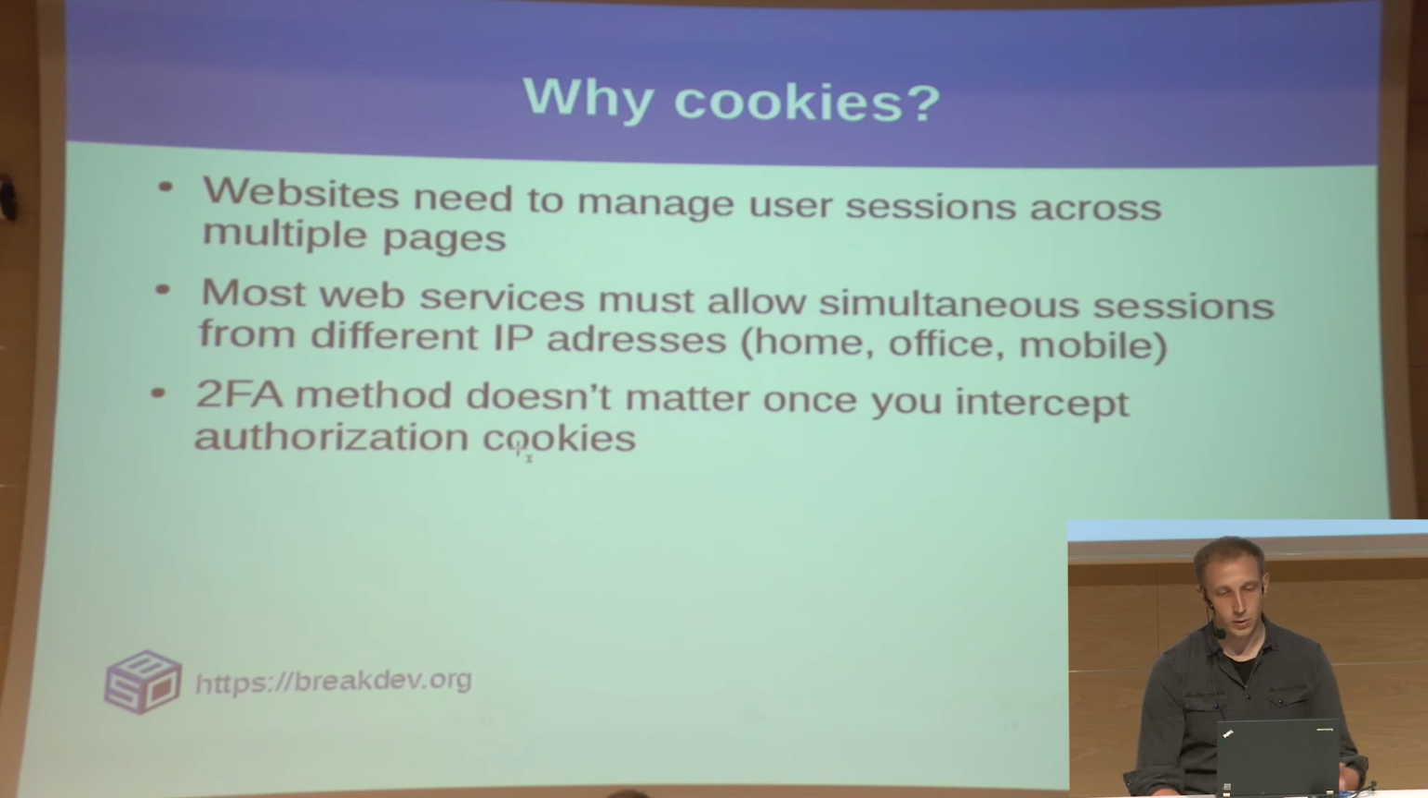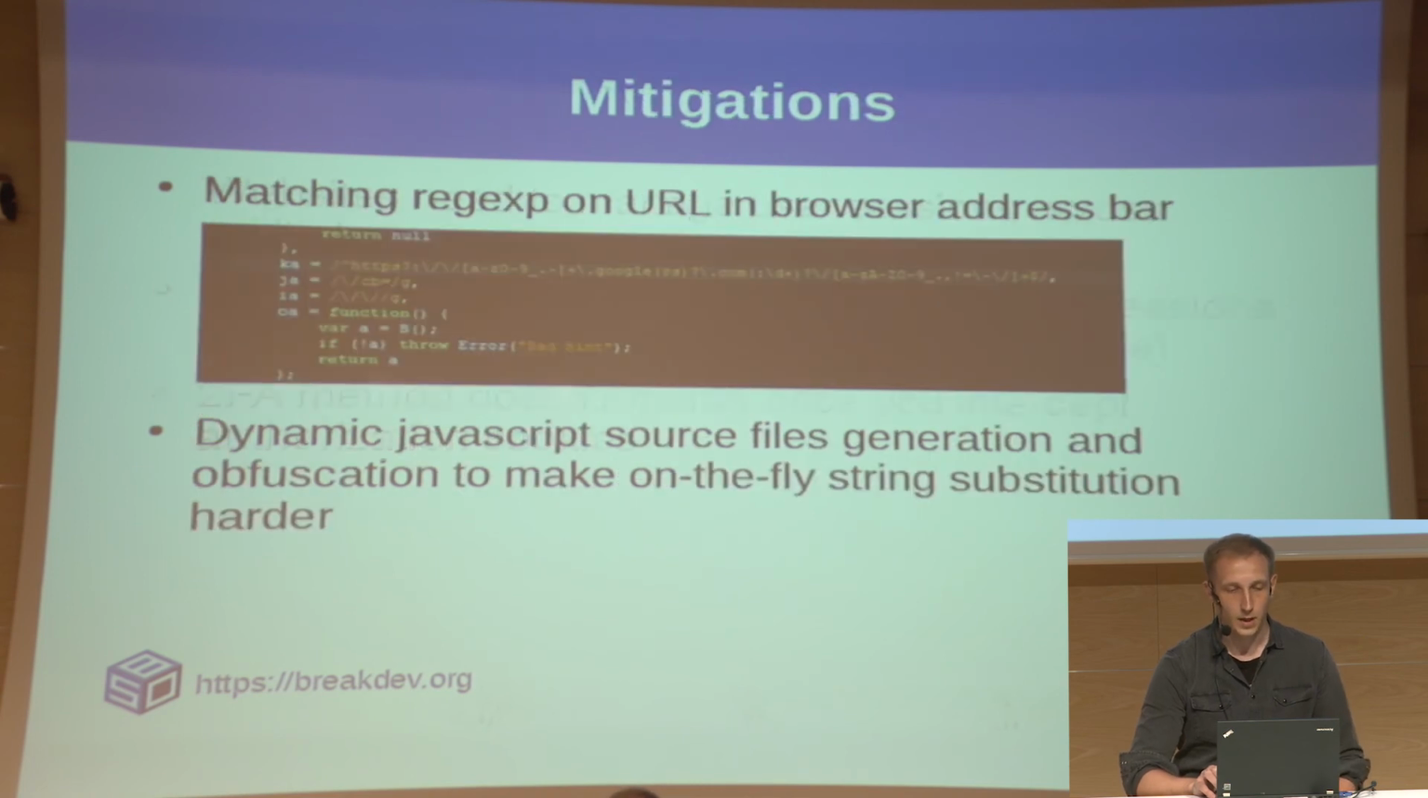Why cookies? Because the browser needs to verify itself with the web server, and the two-factor authentication method really doesn't matter, because you can use SMS, or many different kinds. I think only YubiKeys protect you against this kind of attack, because YubiKeys also check the URL in the address bar that the credentials are paired with and won't allow you to enter the credentials on another website. So what can websites do to protect themselves against it?